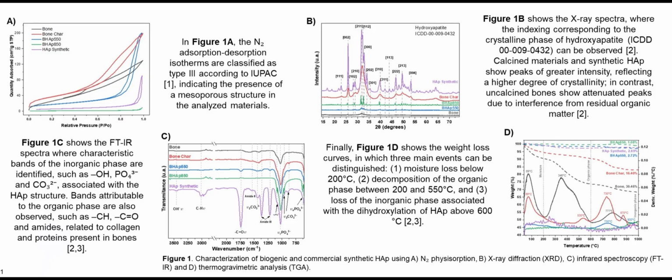Figure 1d. The thermogravimetric curves show 3 main weight loss events. 1. Moisture loss below 200 degrees Celsius. 2. Decomposition of the organic phase between 200 degrees Celsius and 550 degrees Celsius. And 3. Loss of the inorganic phase associated with hydroxyapatite dehydroxylation above 600 degrees Celsius.